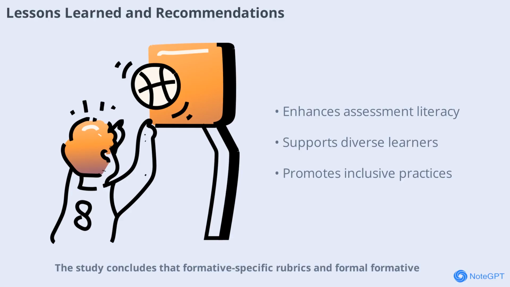The study concludes that formative-specific rubrics and formal formative assessment processes significantly enhance students' assessment literacy and engagement, especially for international cohorts. Clear, structured feedback helps demystify academic expectations and support student success. However, the research also highlights the need for ongoing refinement, student involvement in rubric development, and clear communication about the purposes of formative assessment. These practices can be adapted for broader use, including with undergraduate students, to foster inclusive, effective assessment cultures in higher education.